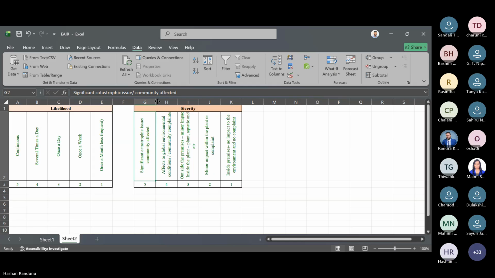So when you rate for a particular environmental impact, then you can consider the existing controls as well. If there are strong, robust controls, then we all know that impact is very minimum. But if we don't have a good control mechanism, then the impact can be higher compared to one with a good control mechanism.